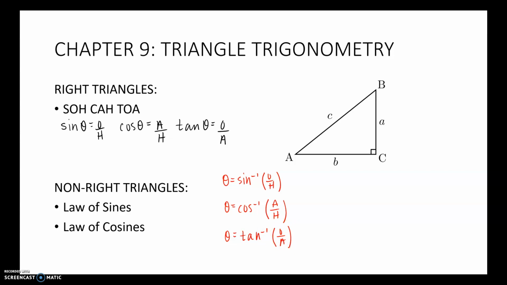So remember that inverse function is always used to solve for angle measures, and that's what you worked on in all of Chapter 8. So we're going to look at non-right triangles and finding missing side lengths and angle measures. We do that using the law of sines and the law of cosines. You may have seen this briefly in geometry or algebra 2, but I'm not sure if you got to that.